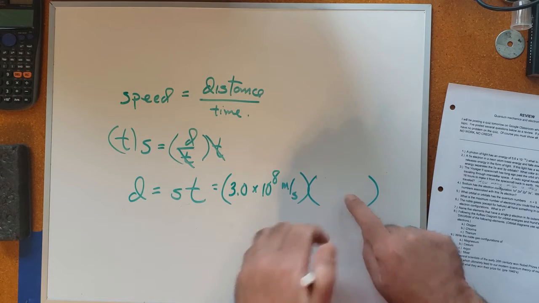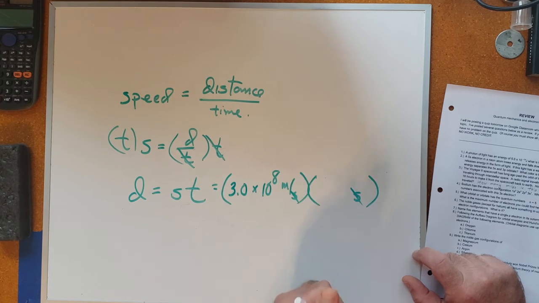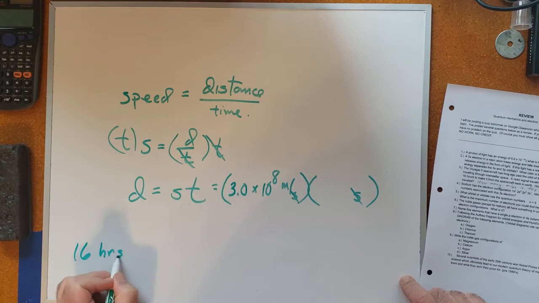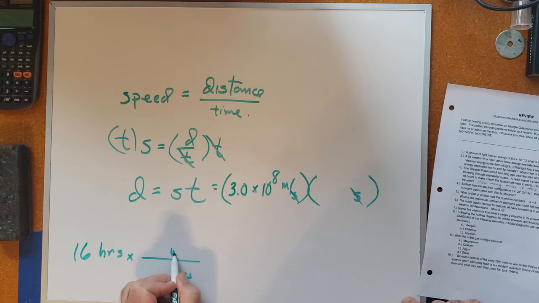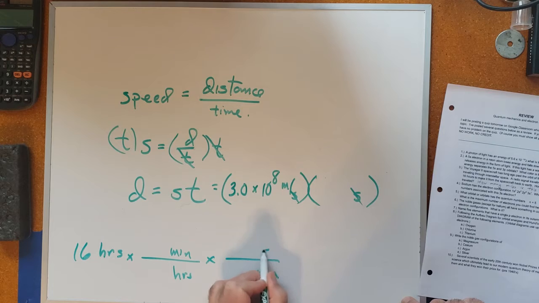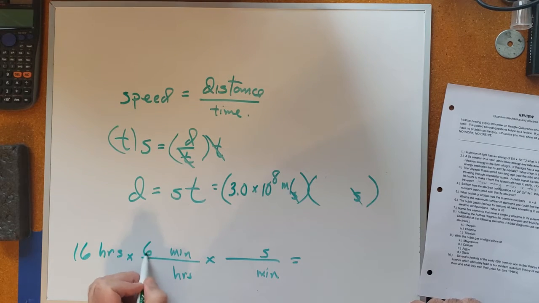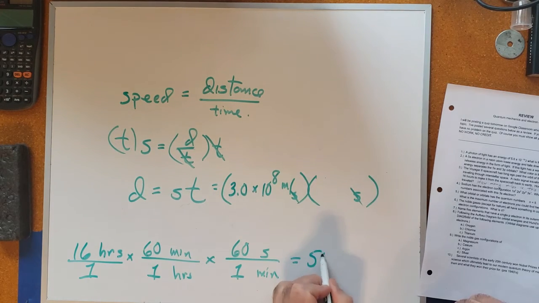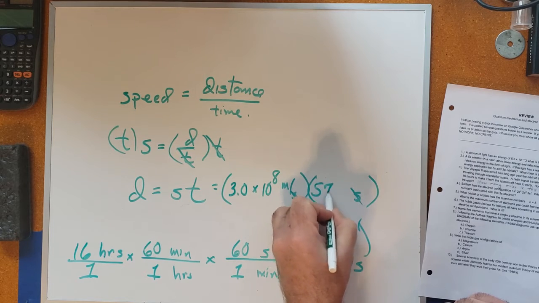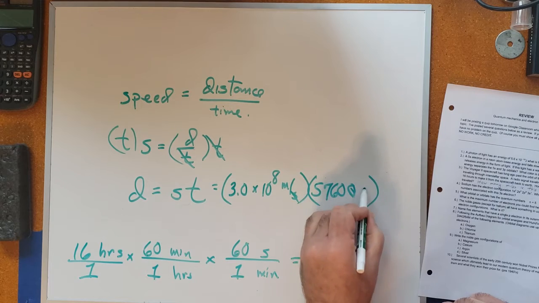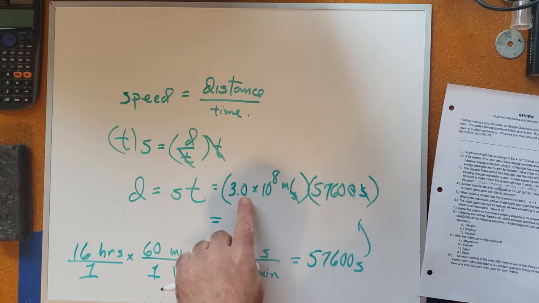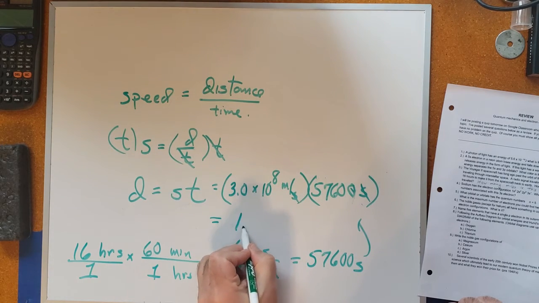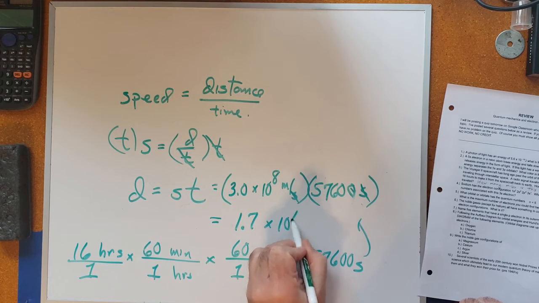Now, if we put our time in here, we need to have it in seconds so that the seconds will cancel. So we have to take our 16 hours and go from hours to minutes, and then minutes to seconds, and we do this conversion. That's 60 minutes in an hour, and 60 seconds make 1 minute. We could always put this over 1, multiply all the top numbers. All the bottom numbers are going to just be equal to 1, and we get 57,600 seconds, and that's what goes up here. 57,600 seconds. And seconds cancel. And when you multiply this by this, you'll get an answer of 1.7 times 10 to the 13 meters.